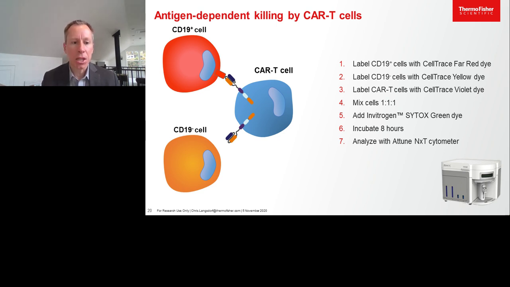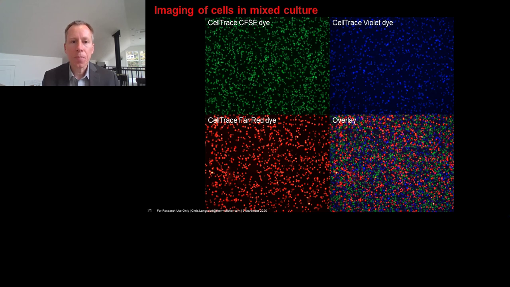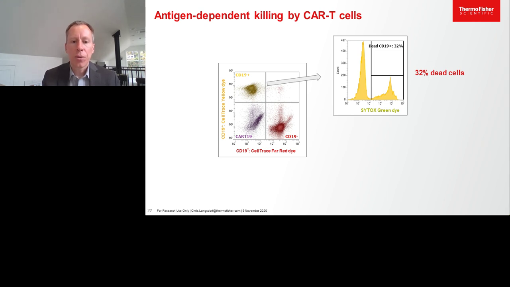So we'll take this 96-well plate directly out of the incubator, put it into our Attune Nxt autosampler, and see what results we get. Now, important to point out, we're using 3 different colors of CellTrace dyes to label 3 different populations of cells. This gives us the ability to very easily and very clearly distinguish cells from each other. And so with flow cytometry, what we see is 3 different populations of cells.